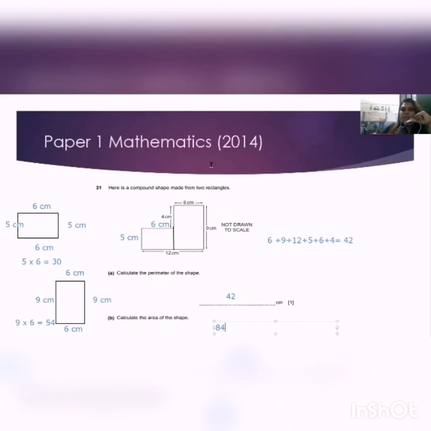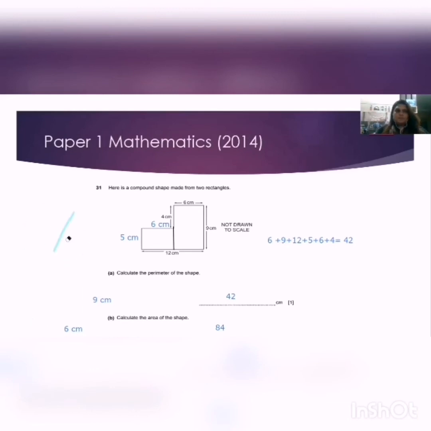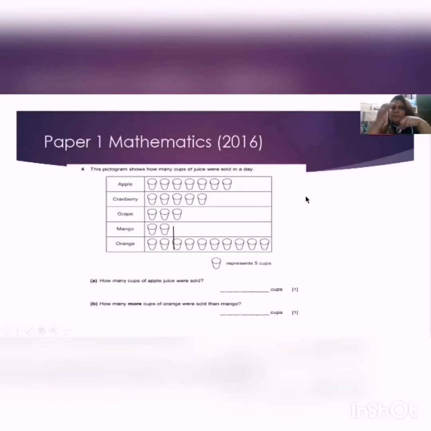Okay, now let's move to the next question here. This pictogram shows how many cups of juice were sold in a day. They already indicate that each cup represents 5 cups here. How many cups of apple juice were sold?